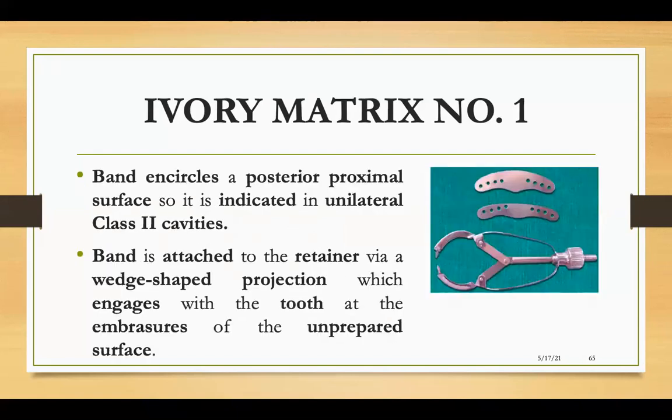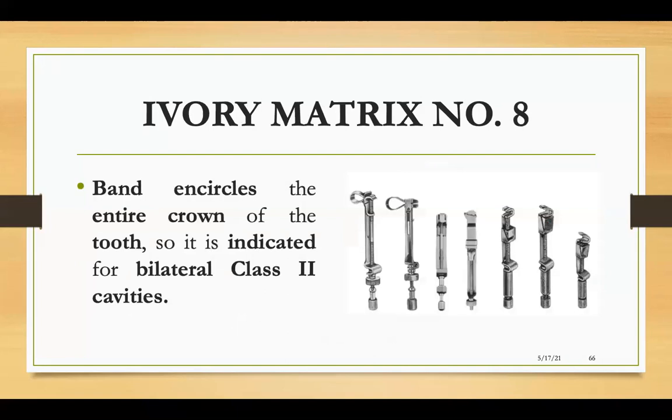Now you do understand what bilateral and unilateral mean. If it's one class 2 cavity, suppose MO or DO and not the entire MOD cavity, then you can go for an ivory matrix number 1. But if it's bilateral, as in you have an MOD cavity on both mesial and distal, then it is important for you to place a band like this.